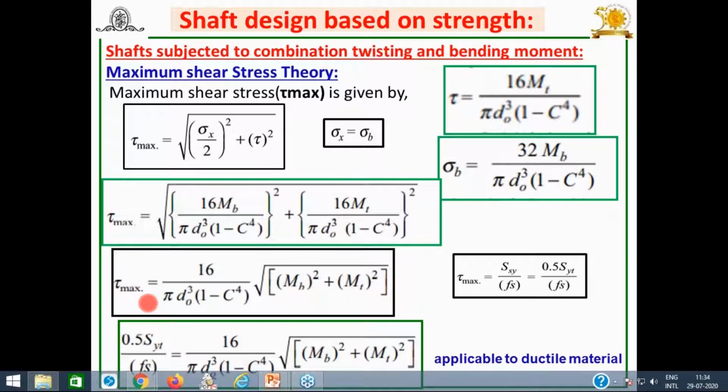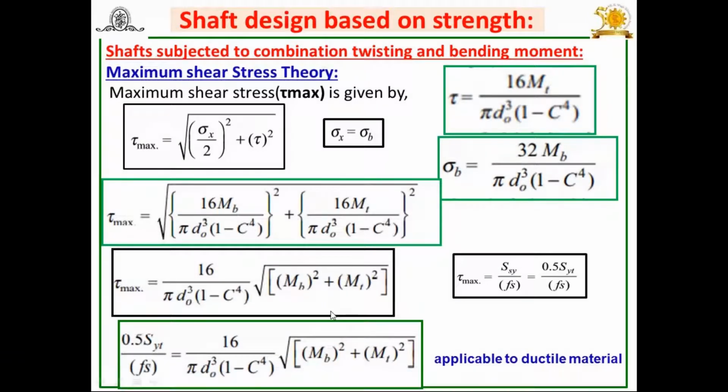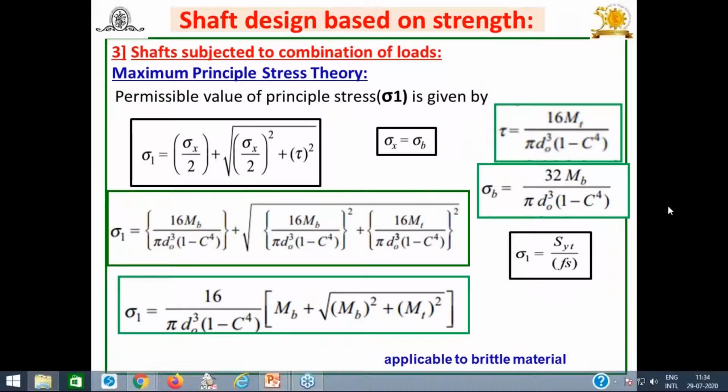By using this equation, you can easily find out the diameter, that is Do. And you know the relation of c, di by Do. You can substitute here, and you will get Do. Once you get Do, the outside diameter, you can find c equal to di by Do. So these equations we can use to design the shaft based on maximum shear stress. And similarly, we will see how to use another theory, that is the maximum principal stress theory.